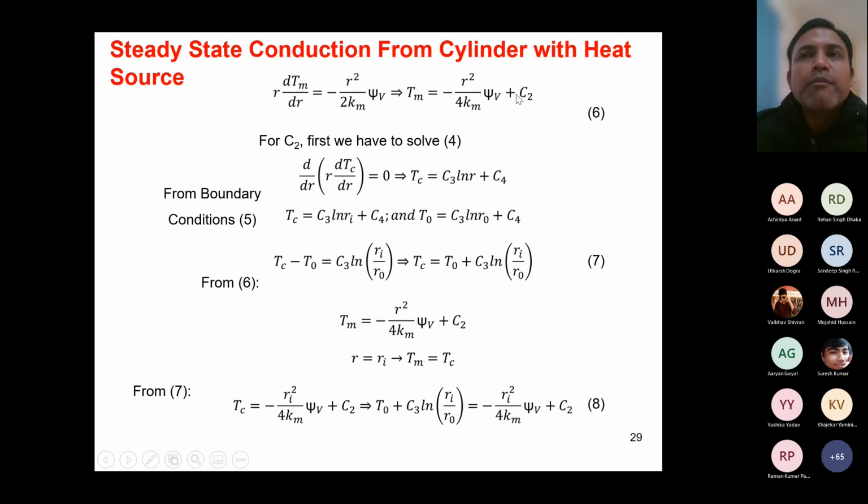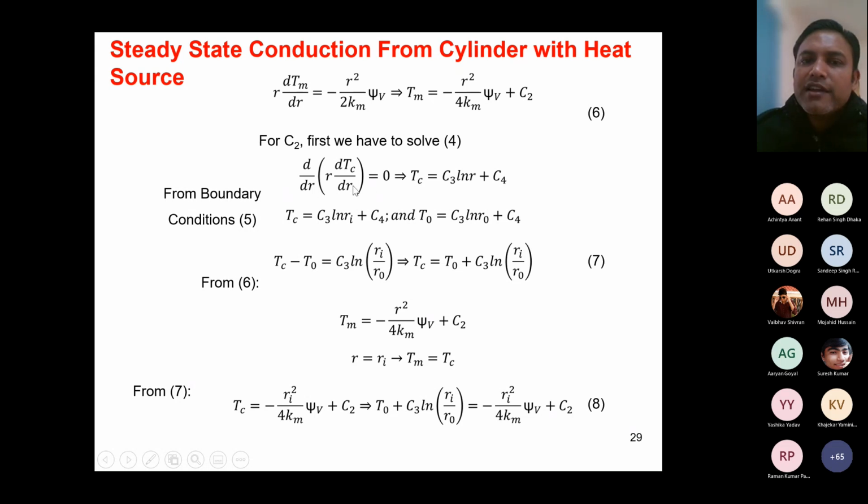Now this C2, as we have discussed extensively, we will not be able to get easily, even though the second boundary condition is at r equals ri, Tm equals Tc. But this Tc itself is unknown, isn't it? So that's why let's keep this equation as it is, and let's look at the temperature distribution in the insulation layer now.